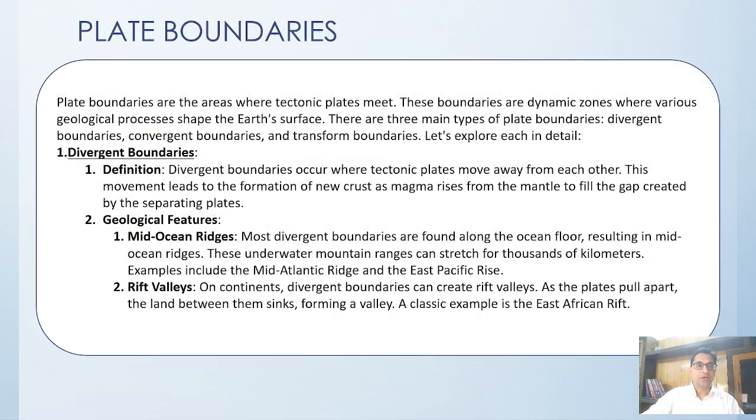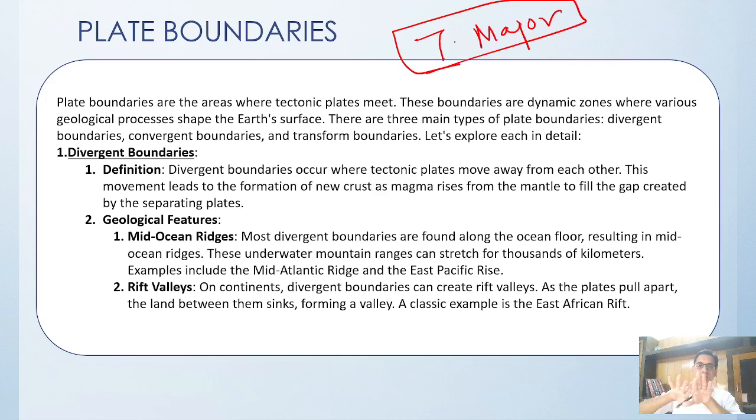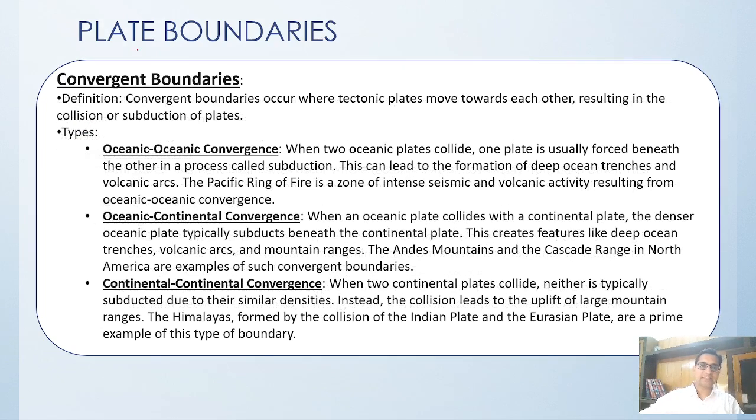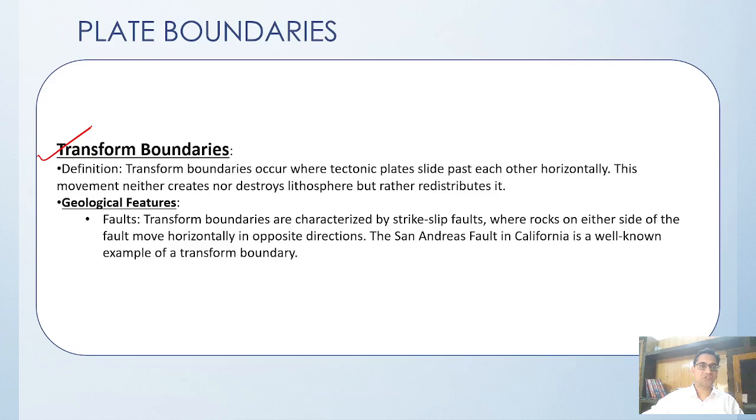Now there are three types of plate boundaries. We have discussed seven major plates, right? How are they interacting? Two plates can have a divergent boundary, a convergent boundary, or a transform boundary.